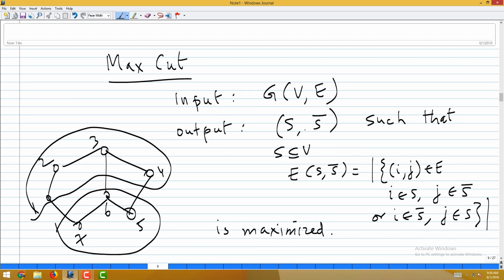Can somebody give me a randomized algorithm, the way we did it for SAT? So, what did we do for max SAT? We said, what are you looking for? An assignment. I will give you a random assignment. That was a randomized algorithm, right? Pick what you want for every variable, 0 or 1. I will toss a coin and decide.